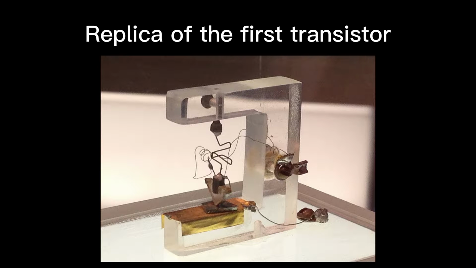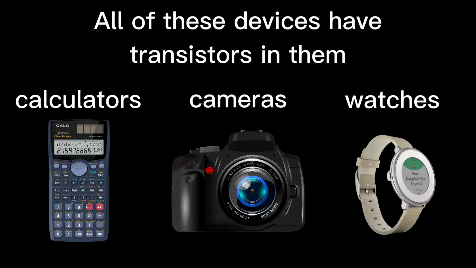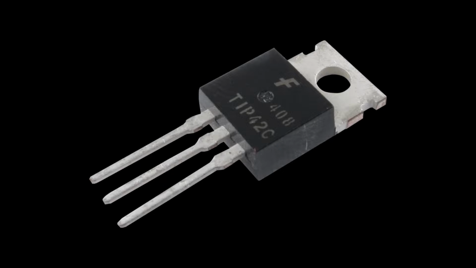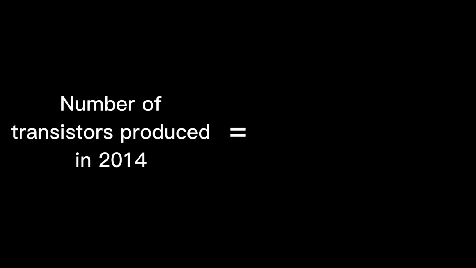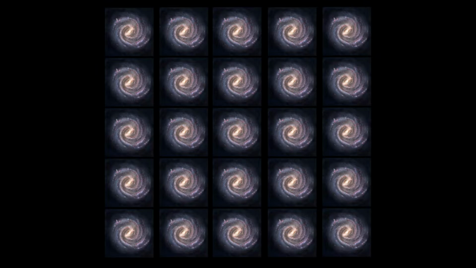Since their invention in 1947, transistors have become the primary active component of most electronics. For instance, calculators, cameras, and watches all have transistors in them. Here's an example of how ubiquitous the transistor is. In 2014, on average, 8 trillion transistors were produced per second. That figure is 25 times the number of stars in the Milky Way galaxy.